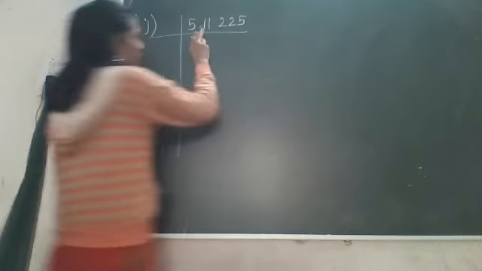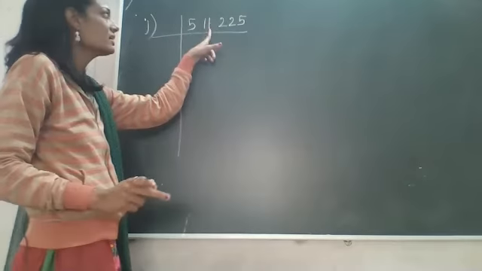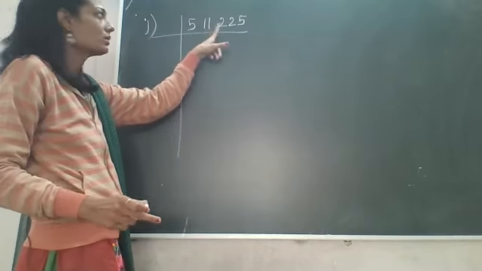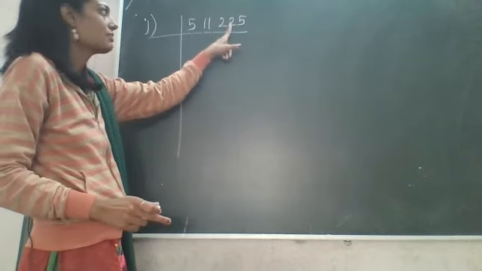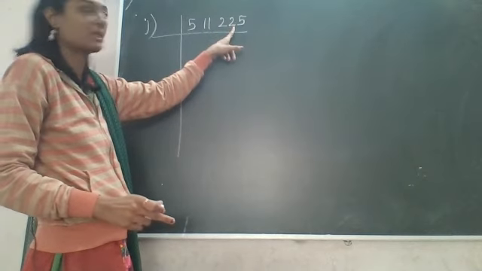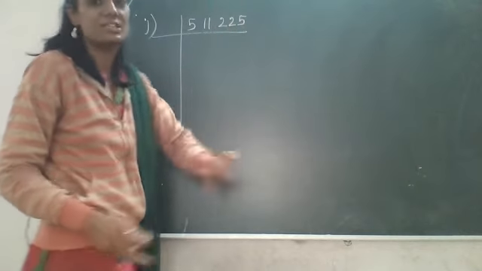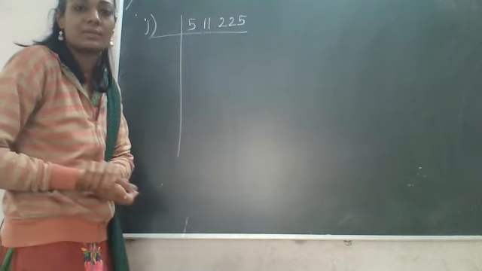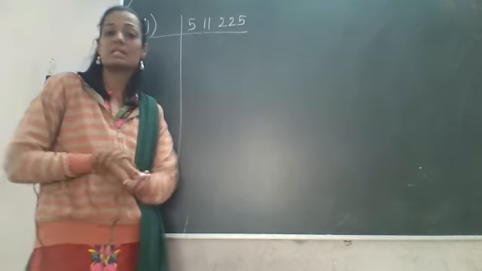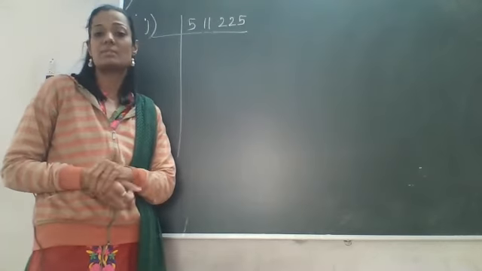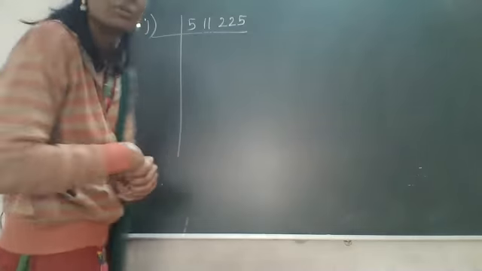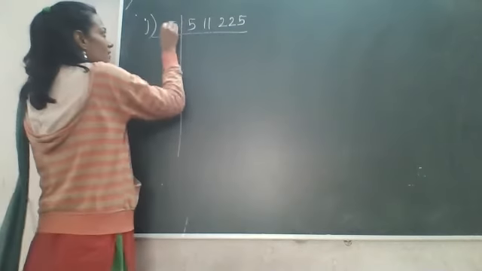5 plus 1 is 6, 6 plus 1 is 7, 7 plus 2 is 9, 9 plus 2 is 11, 11 plus 5 is 16. And 16 will not come in the 3 table, so it is not divisible by 3. Now we go ahead with 5.